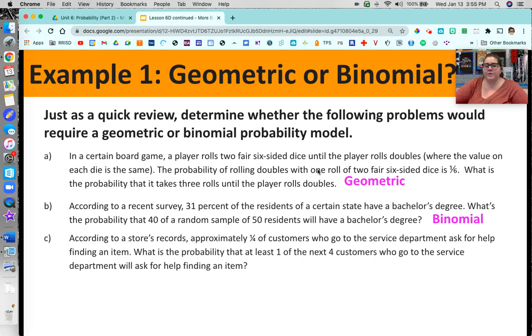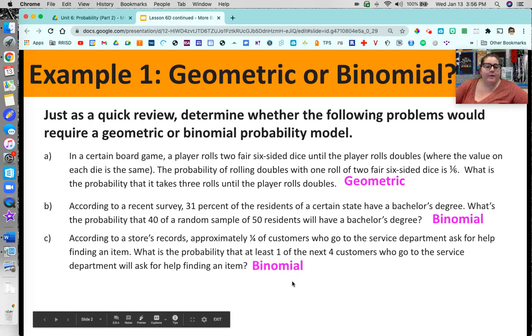Part C, according to a store's records, approximately a fourth of the customers who go to the service department ask for help finding an item. What is the probability that at least one of the next 4 customers will ask for help finding an item? So again, we have a set number of customers, a set number of trials, and we're finding the probability of a certain number of them having success, or asking for help. So that would be binomial as well.